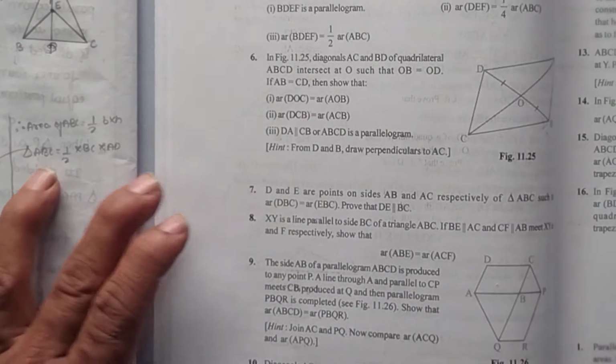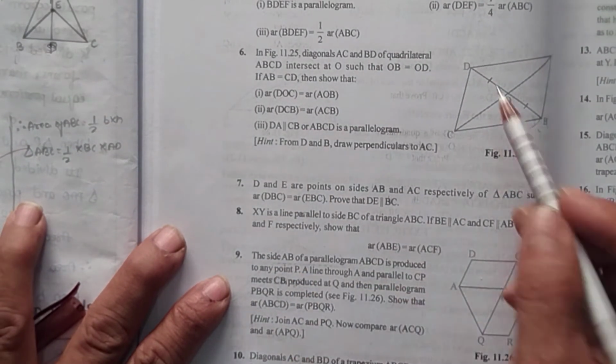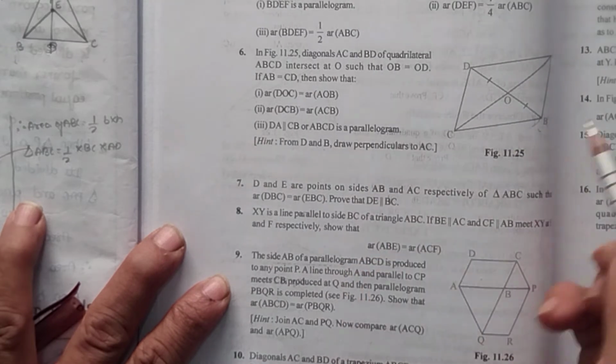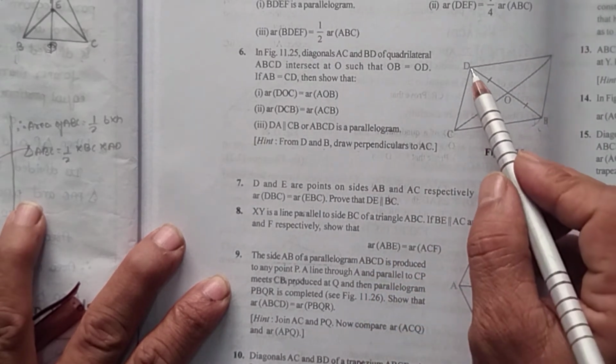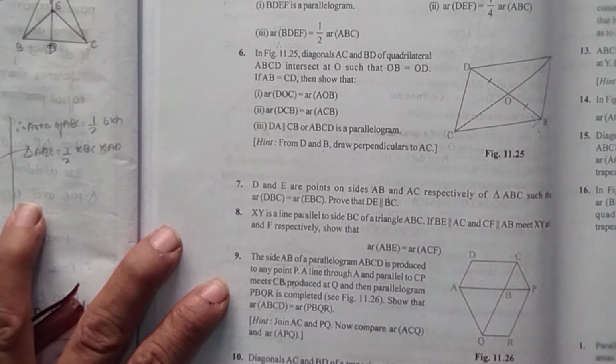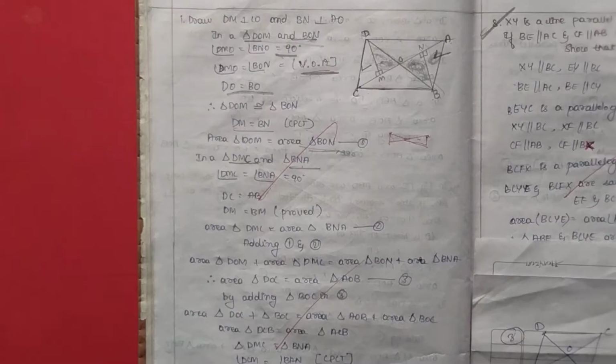We have to show... and the hint: from D and B, we have to draw the perpendicular on the AC line. This we have to draw. I will draw the diagram and properly explain.